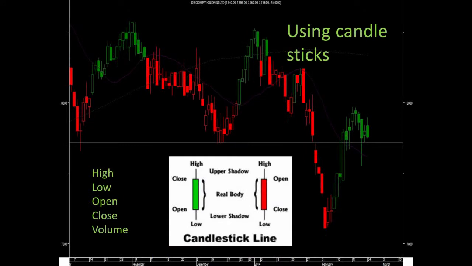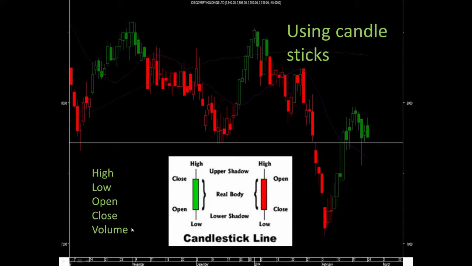Now this slide just is an explanation of how candlesticks work. Each of these bars is referred to as a candlestick, and what each of these candlesticks tell you is very, very important information. First of all, they give you what the high of that time period was, the low, the open, the close, and how much volume traded in that session.